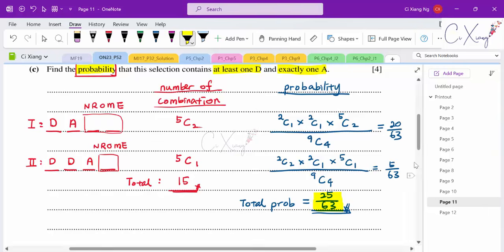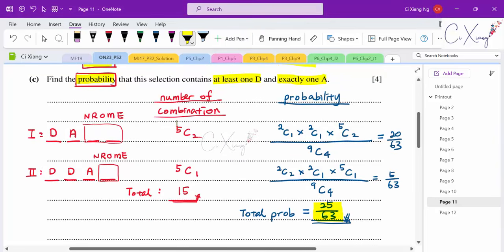Alright, by solving this question and showing 2 different results, the number of combinations and also the probability involved in combination, I hope that you can see the difference when we do the calculation here. Okay, so this is the last question.